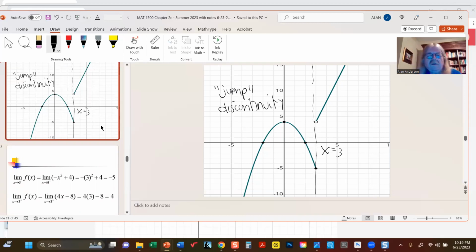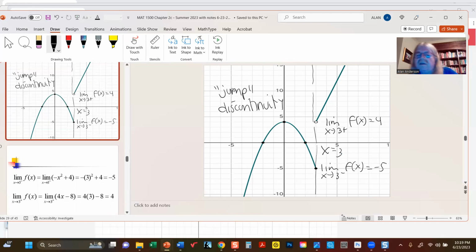Okay. So in other words, this is 4. And down here, the limit, as we come from the left, is actually -5. And they're different from each other. So therefore, the two-sided limit does not exist.